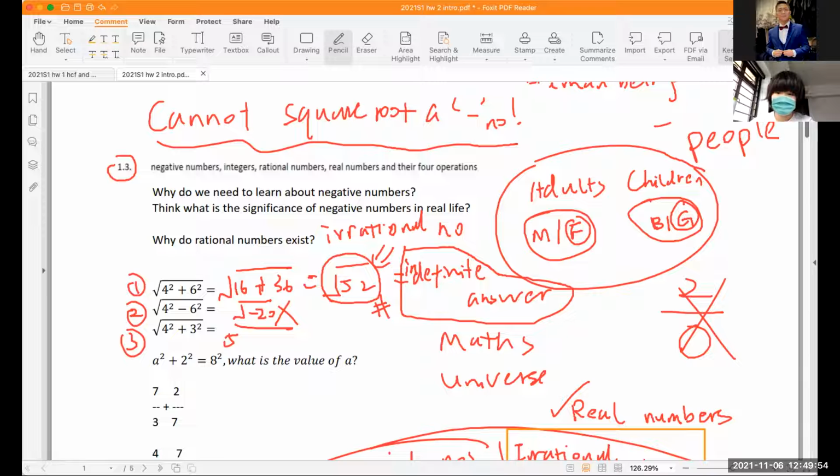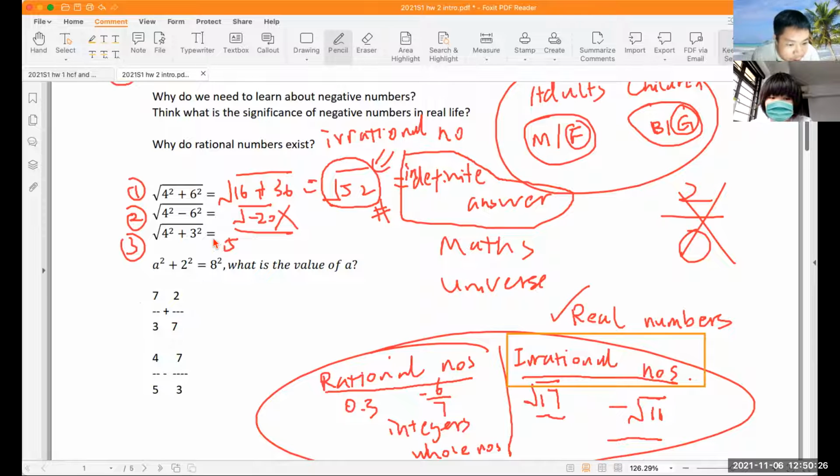Welcome back. Okay, so with these two questions, you get to see what? You get to see that you can use irrational numbers as an answer. And then you know that you cannot square root a negative number. For the last one, you get an answer 5. So good exercise.